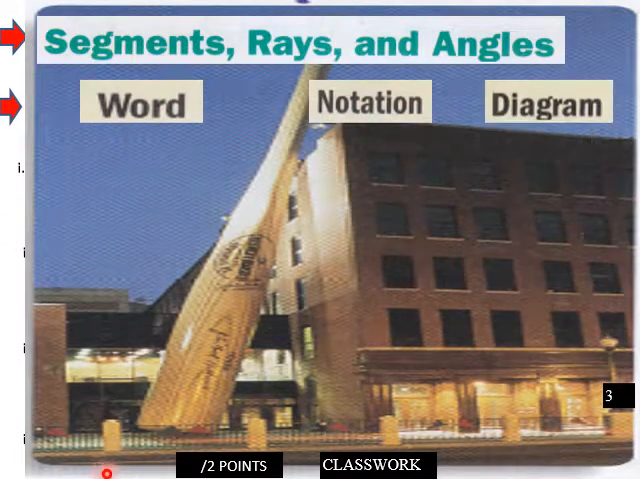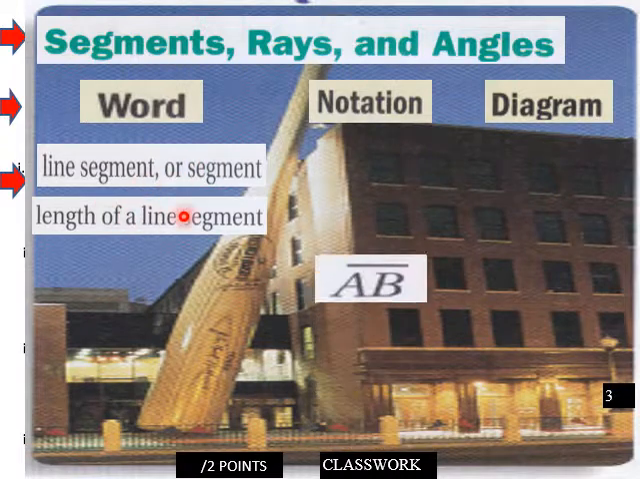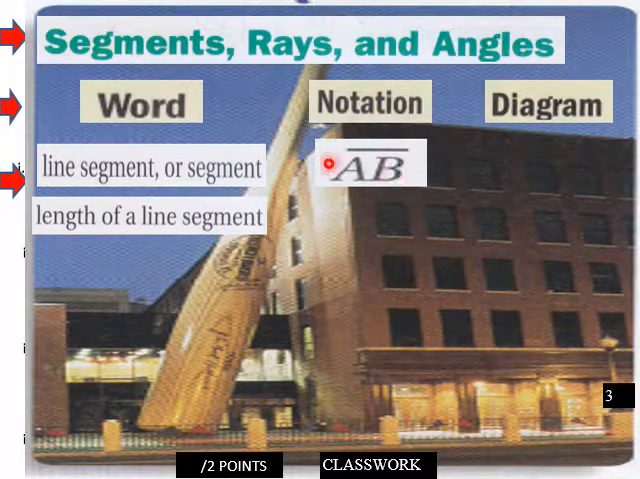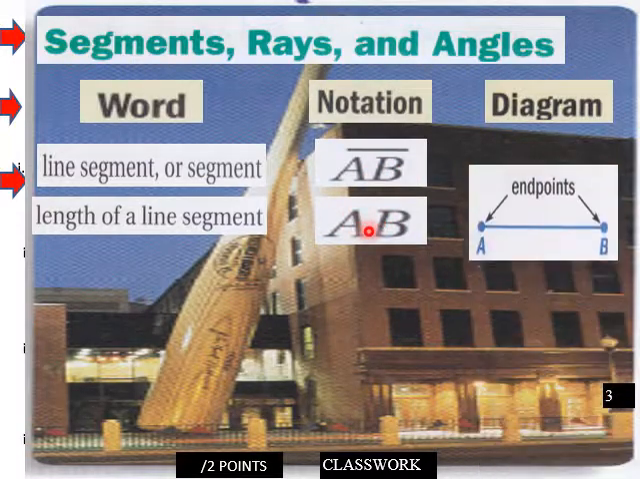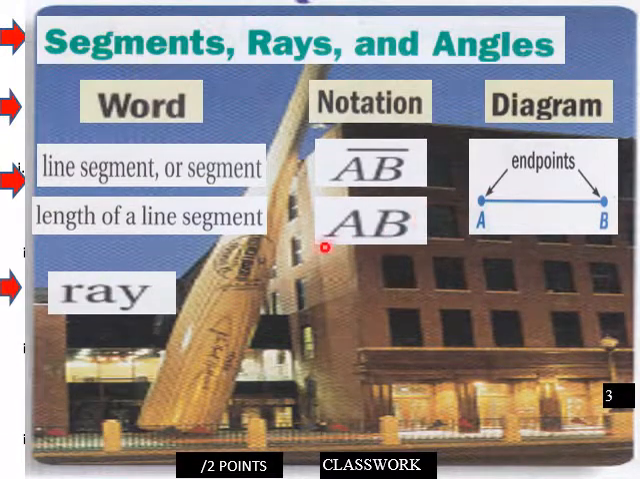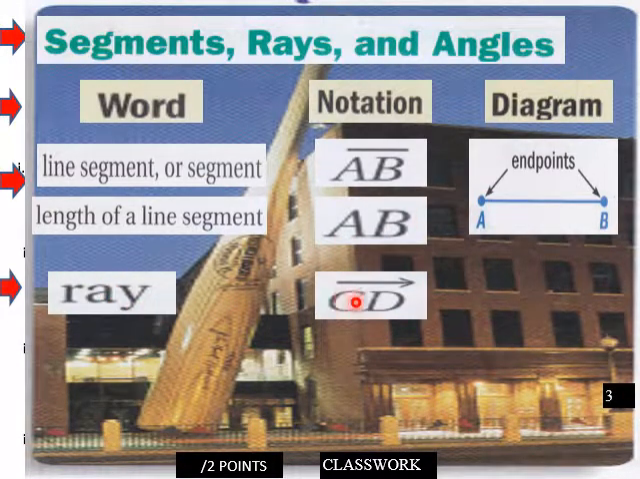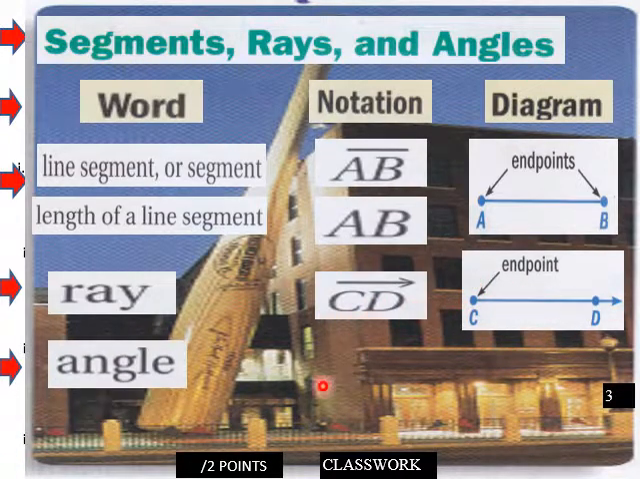Segments, rays, and angles. So in words, a line segment would be like this. This would be line segment AB. And then the length of a line segment would just be called AB. Here's the diagram here, AB. And then a ray would look like this, CD, and this would be an endpoint, and it shoots off that way. That would be a ray.